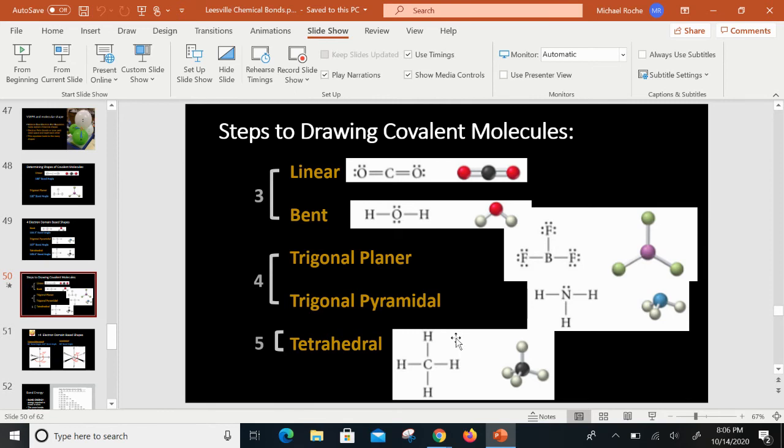Then tetrahedral, that's just when you have five atoms. That's pretty easy. So five atoms tetrahedral, four atoms either trigonal planar or trigonal pyramid, depending on the lone pair. Three atoms either linear or bent. Again, lone pair will make it bent, no lone pair will make it straight.